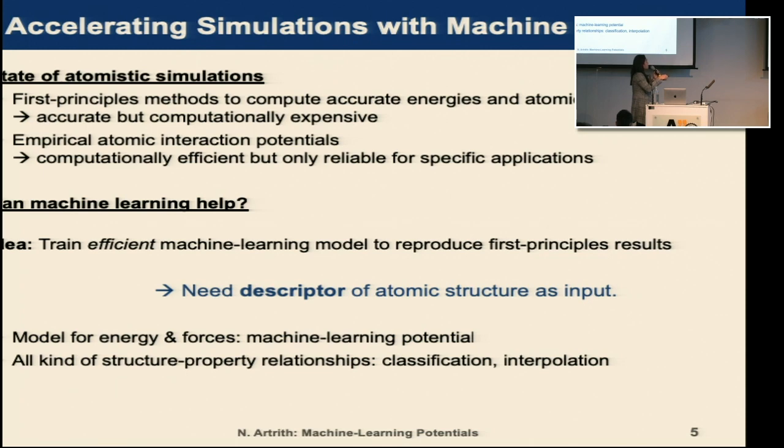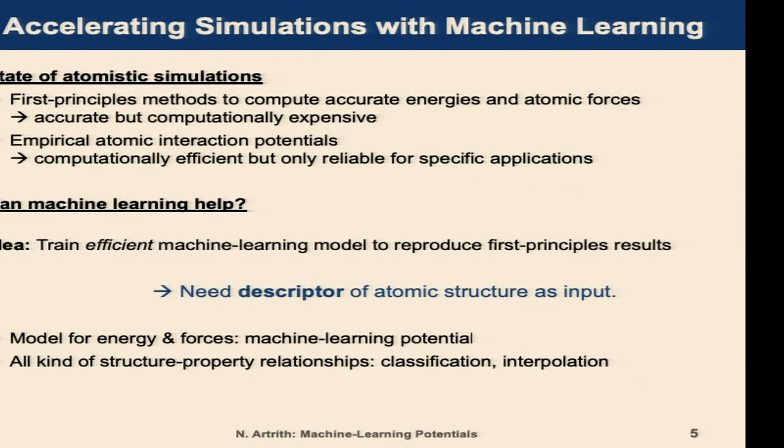Can machine learning help us? The idea is that we would like to train an efficient machine learning model to reproduce the properties from first principle results. What we also need, as Luca already mentioned, is a descriptor of atomic structures that we could use as input. There are so many ways to build a descriptor, so I will also discuss today what we are using. For example, a model for energy and forces, which I would call machine learning potentials, and all kinds of structure-property relationships, which we can use for classification or interpolation.